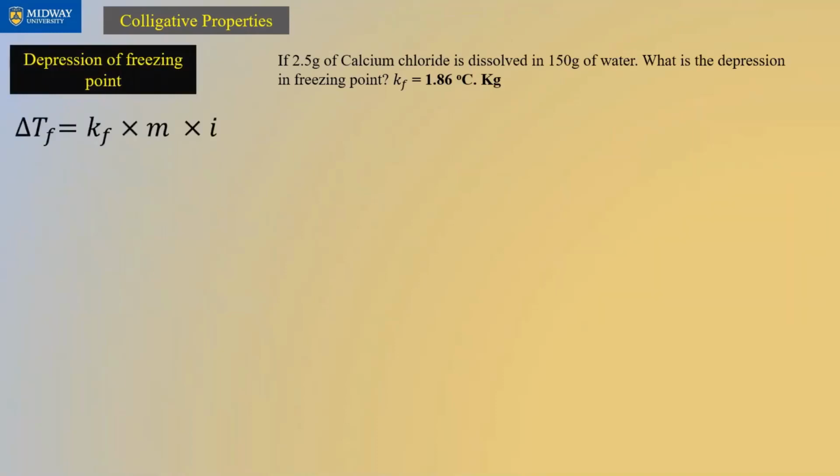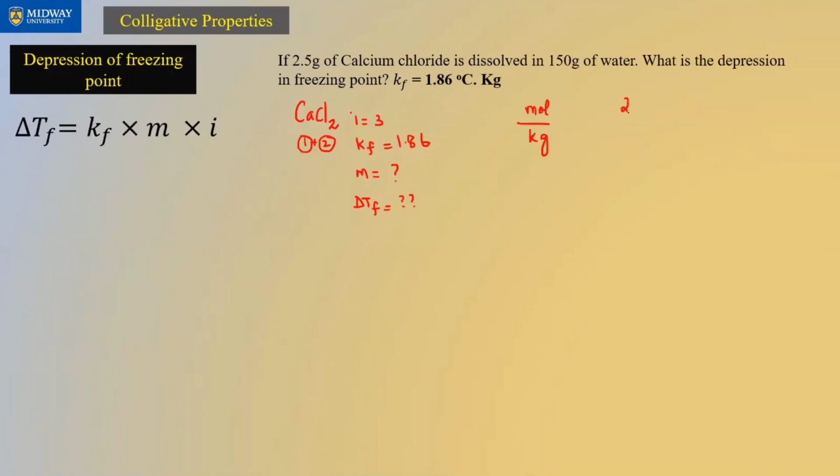So if 2.5 grams of calcium chloride is dissolved in 150 grams of water, what is the depression in freezing point? Kf is already given. And the i value: calcium chloride is CaCl2. So it's a metal containing compound, so 1 of Ca plus 2 species of Cl, so i value is 3. Kf is given to you. So if you can find molality, then we can find delta TF, right? What is molality? Moles over kilogram.